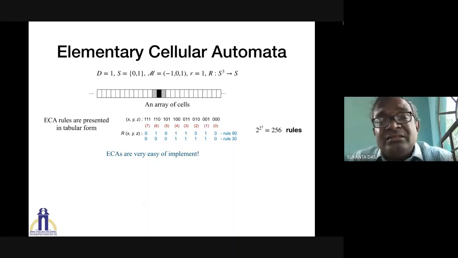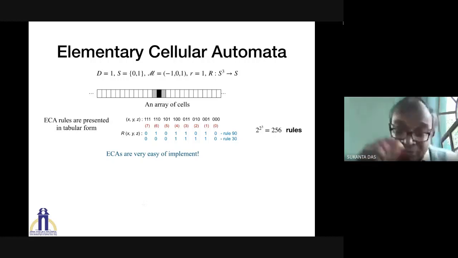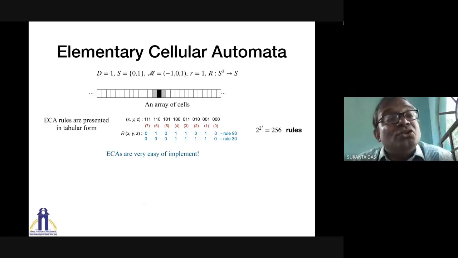A cell is very short-sighted. It can see only its left neighbor and right neighbor, nothing else. And its state is only 2, 0 and 1. With this simplicity, you'll observe how beautiful a pattern, how much complexity it can generate. It's amazing.